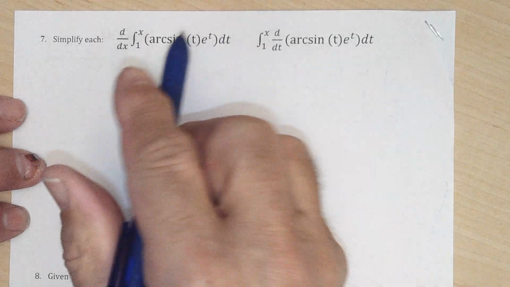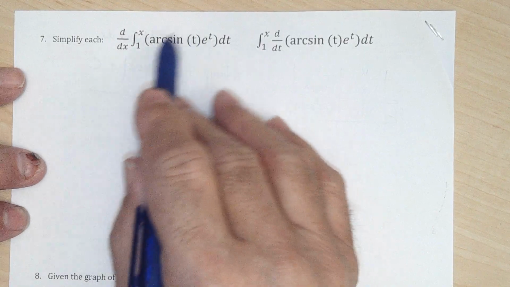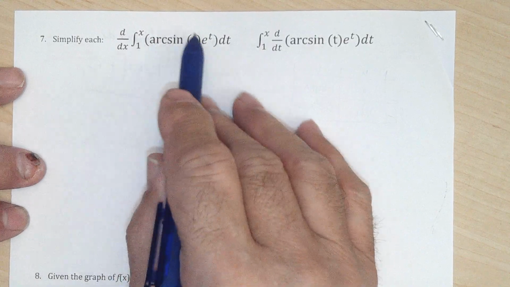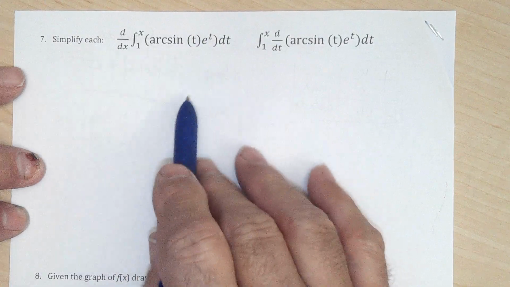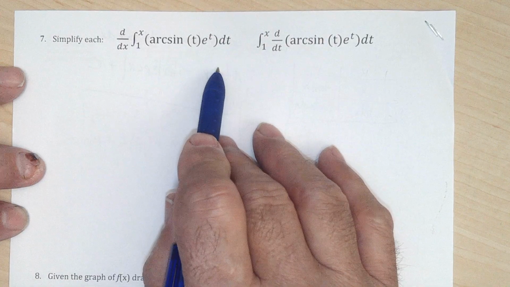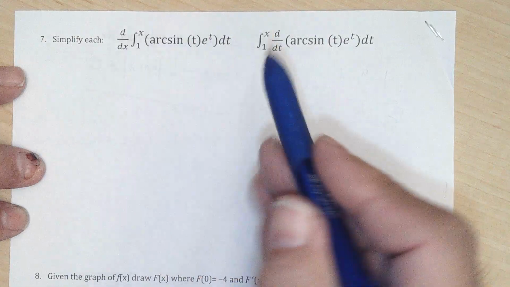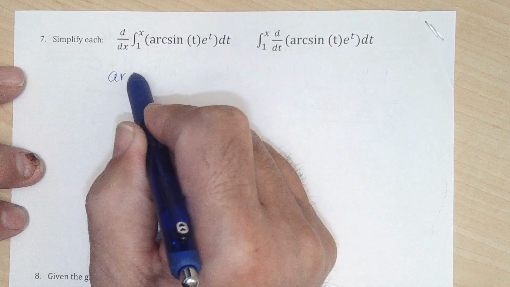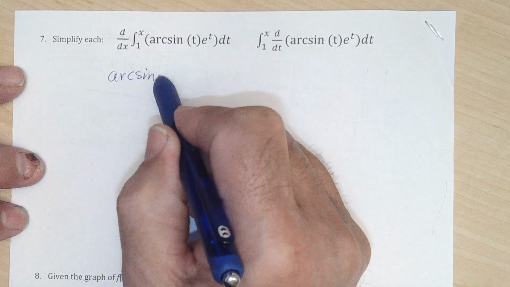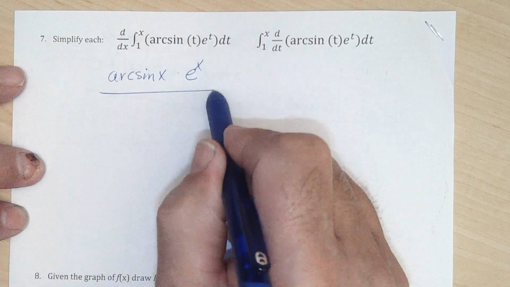Seven. If we're going to integrate, we're going to put in the x into the antiderivative and 1, and then when we take the derivative, the 1 is going to disappear because that would be a constant. And the derivative is going to take us back to this function with an x in it. So it's just going to be arc sine of x times e to the x.